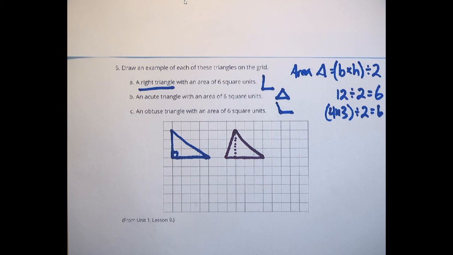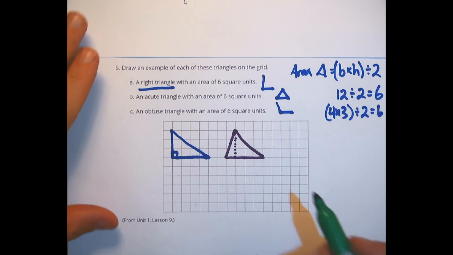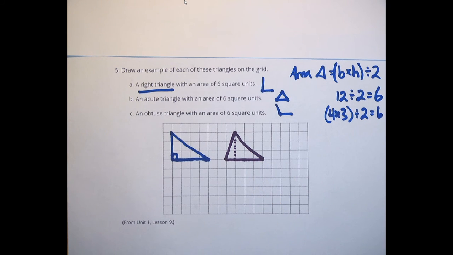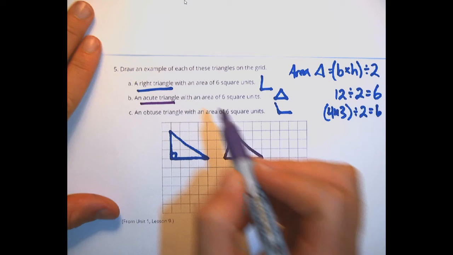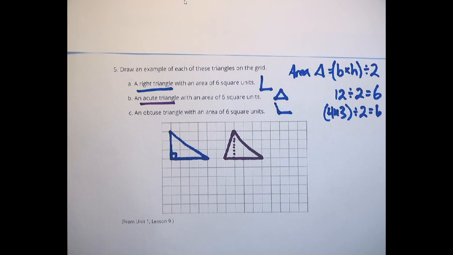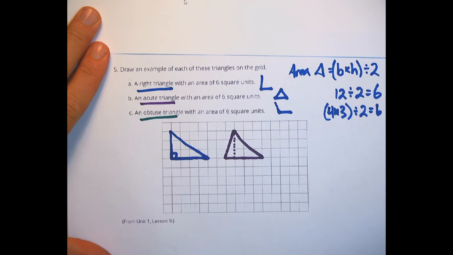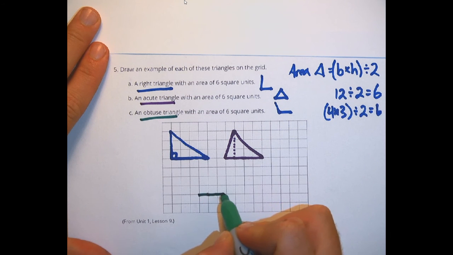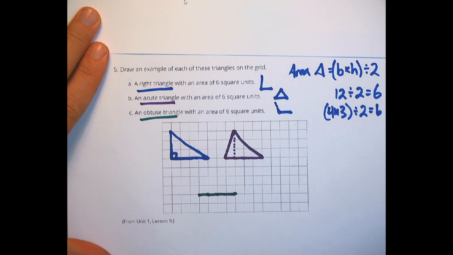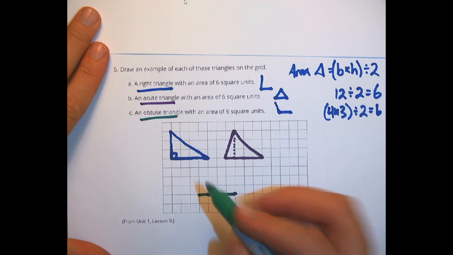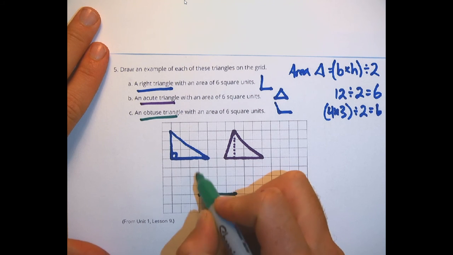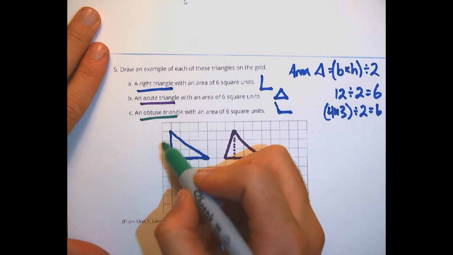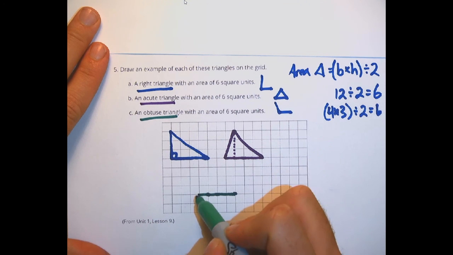Okay, last but not least, we need an obtuse triangle. Let's make sure we remember that purple is acute, blue is right, green will be obtuse. Remember, we're using the same base. 1, 2, 3, 4. But we need to have an angle that's greater than 90. So straight up would be smaller. Sorry, straight up would be 90. This way is smaller than 90. We have to go this way.